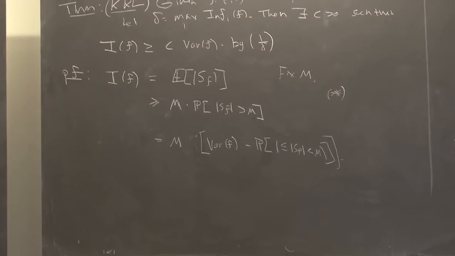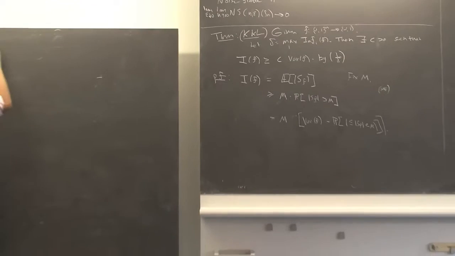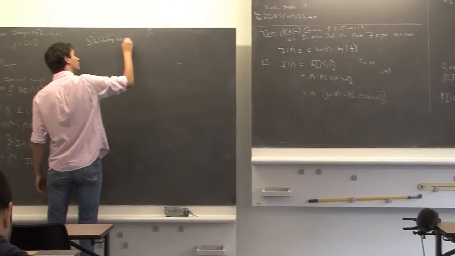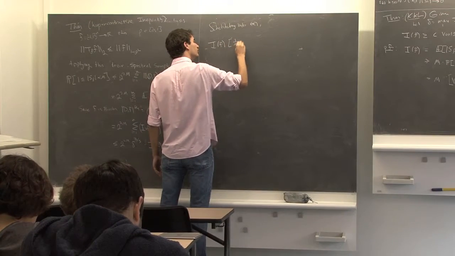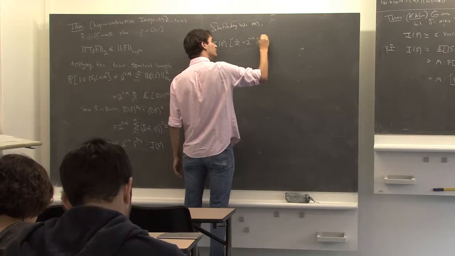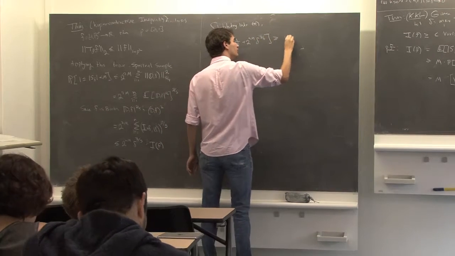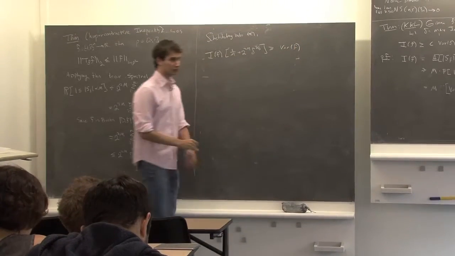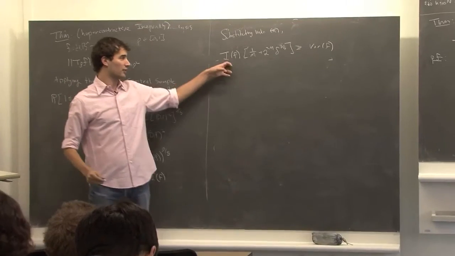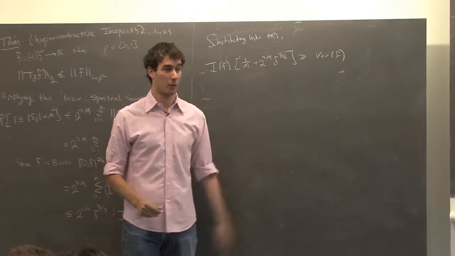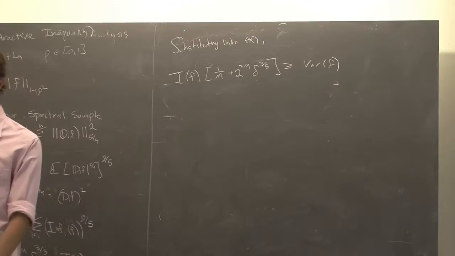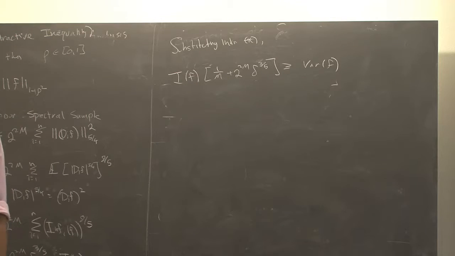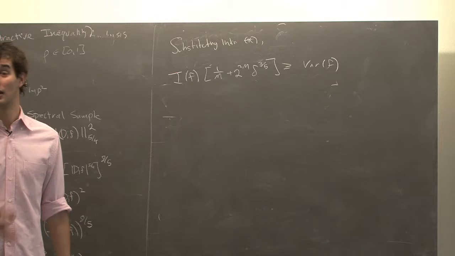So I'll call this star. So substituting into star, I get that the total influence times this factor, which depends on delta and m, 1 over m plus 2 to the 2 to the m delta to the 3/5, is bounded below by the variance. All we have to do now is play optimization games, because m is totally under my control, as long as it's a positive integer.